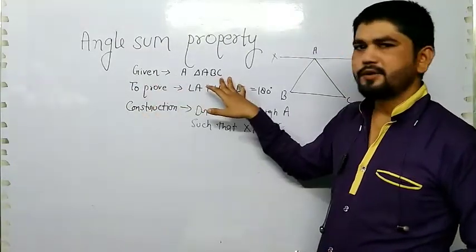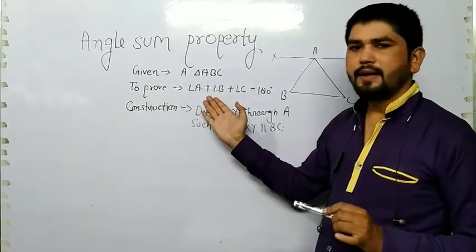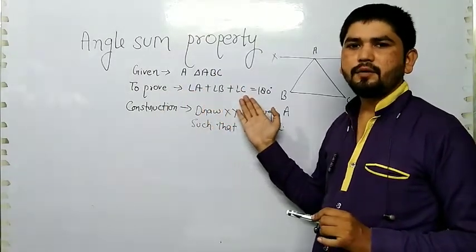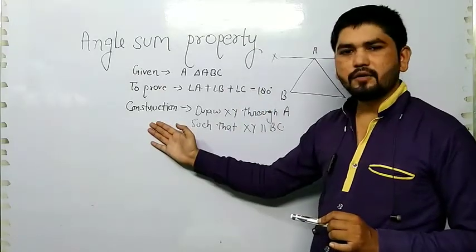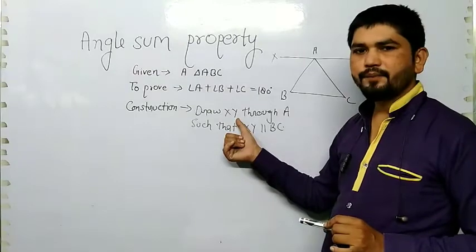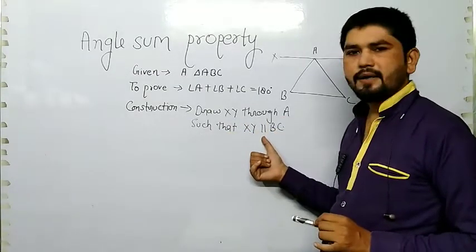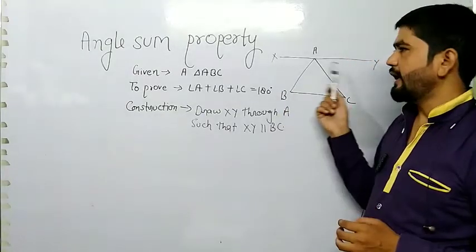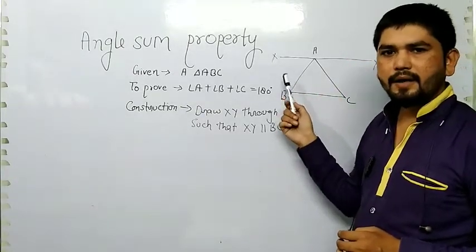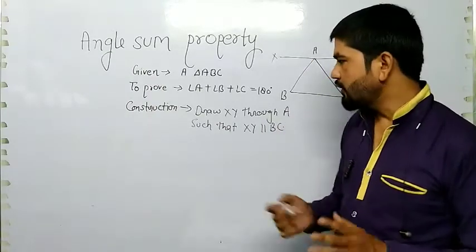Now again, to understand these three steps better: first, given a triangle ABC. Only triangle ABC is given to you, and you need to prove angle A plus B plus C is equal to 180. After that, construction. What construction will we do? Draw XY through A such that XY is parallel to BC. So we have drawn XY through the point A, and here XY is parallel to BC. Okay guys, now the solution.